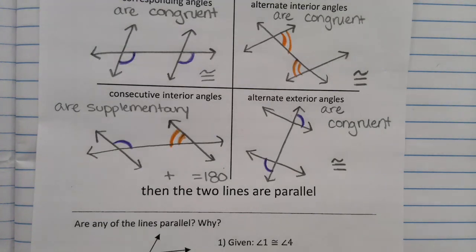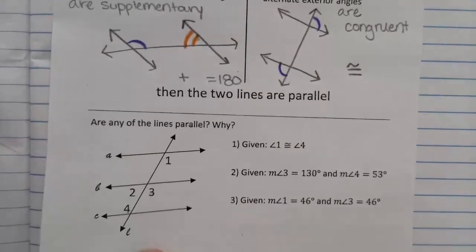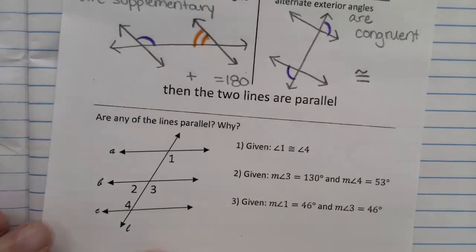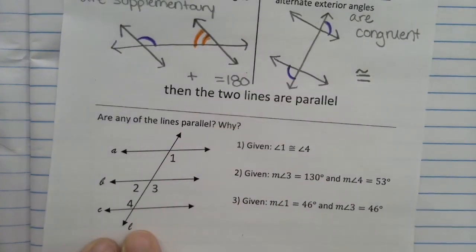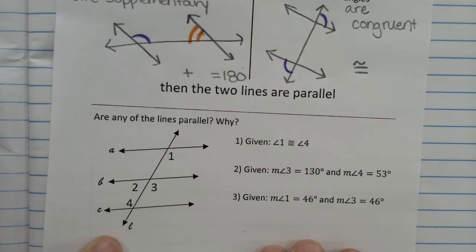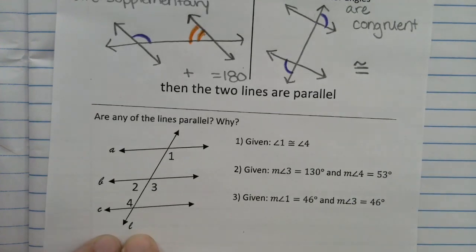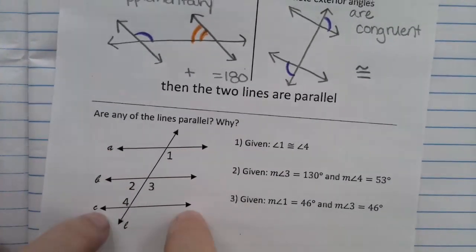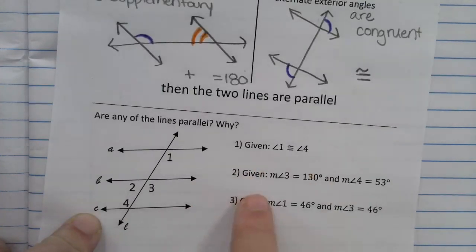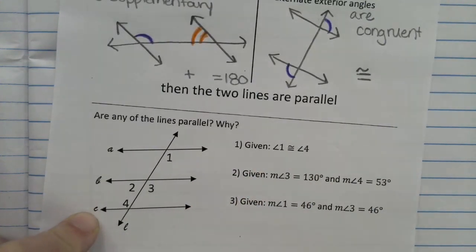Okay, so we're going to have three examples here that we'll work through. We have three lines at the bottom that are cut by one transversal. What's the transversal that cuts through the three lines? Yeah, line L. This is a cursive L. It's not a great L, but for some reason we use it a lot in geometry. Don't love it. Okay, that's our L. So line L is the transversal. So we're going to determine if any of these lines are parallel, A and B, A and C, or B and C, based on the information we're given. And this is exactly what your practice looks like today.